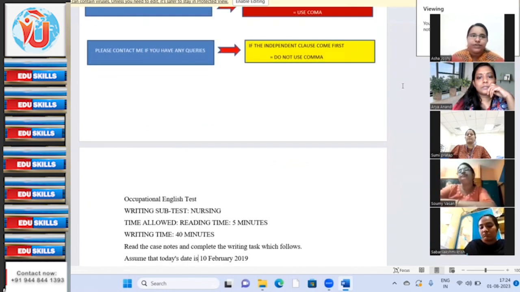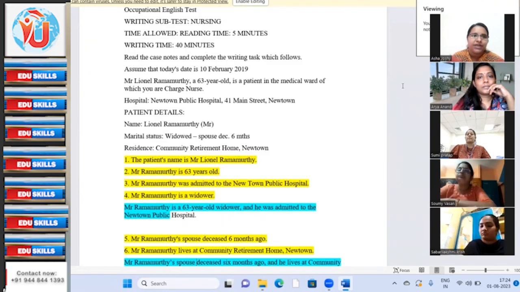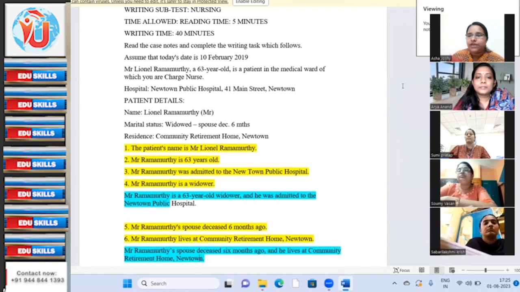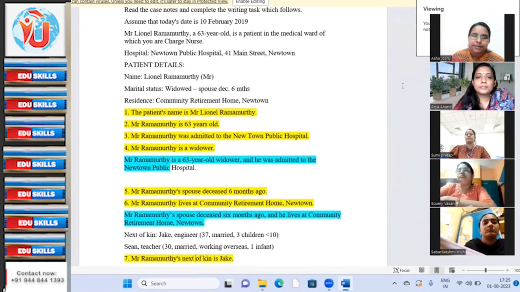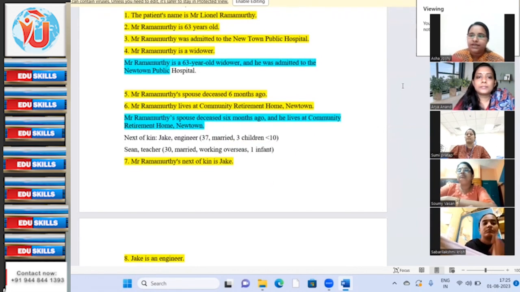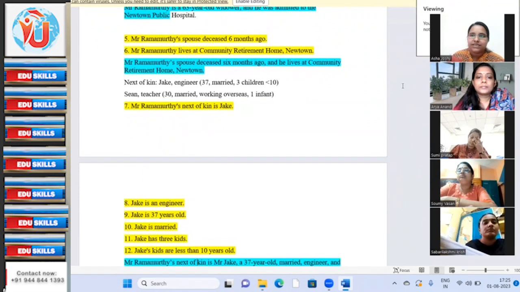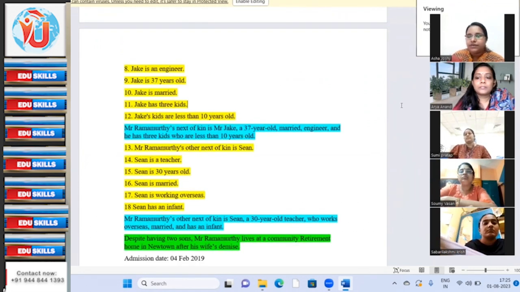Then we will move to the case note. It is visible to all. Yes, this is a sample case note of Mr. Lionel Ramamurthy. Here we can see the case note converted into simple sentences first, shown in yellow shade. Then in blue shade we can see the compound sentences, and the green shade is the complex sentence.